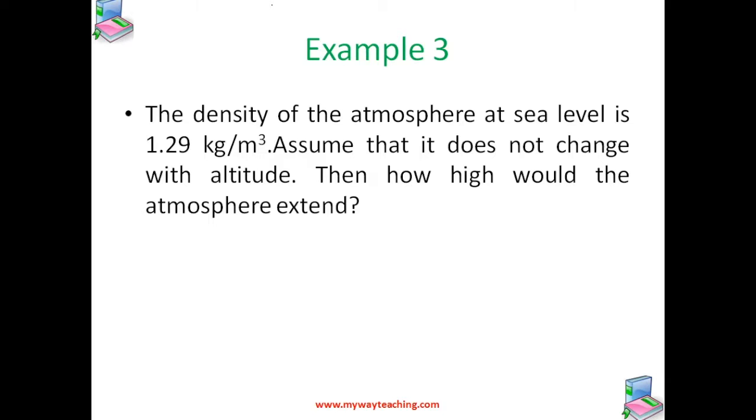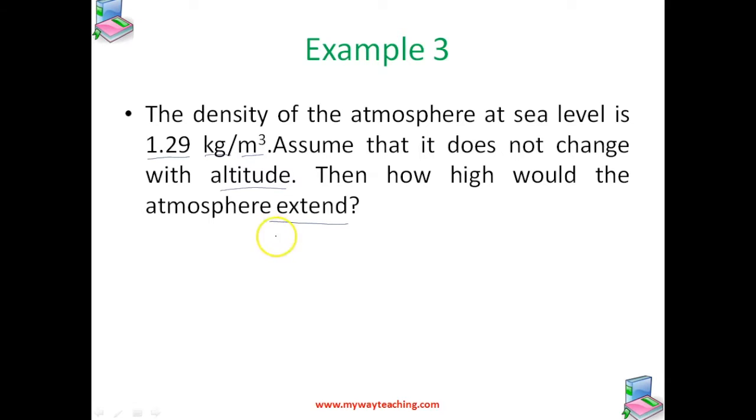So now let us study a simple problem. The density of the atmosphere at sea level is given by 1.29 kg per meter cube. Assume that it does not change with altitude. Then how high would the atmosphere extend? So at sea level, the density is 1.29. Assume that it does not change with altitude, which means the density is constant as we go higher and higher. Then how high would the atmosphere extend?